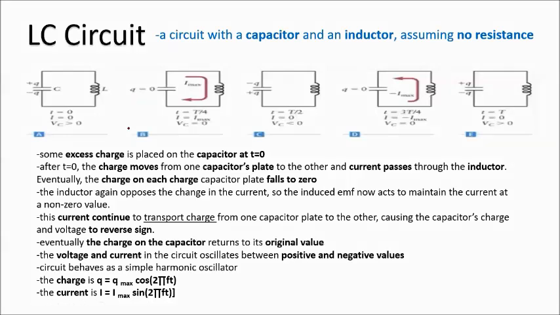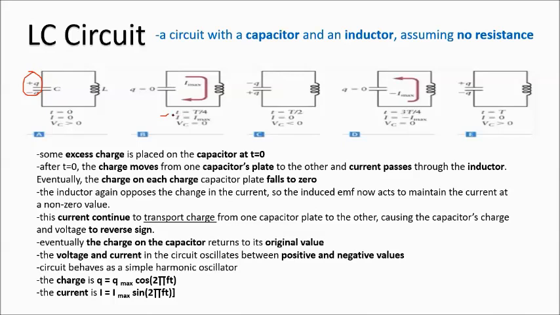Next, let us analyze the LC circuit. L is for inductor, C is for capacitor. So a LC circuit is a circuit with capacitor and an inductor, and let's assume there is no resistance. Kasi iba din yung circuit na merong resistance, LRC. Okay, so in this analysis, some excess charge is placed in the capacitor. After t equal to 0, the charge moves from one capacitor's plate to the other, and the current passes through the inductor.